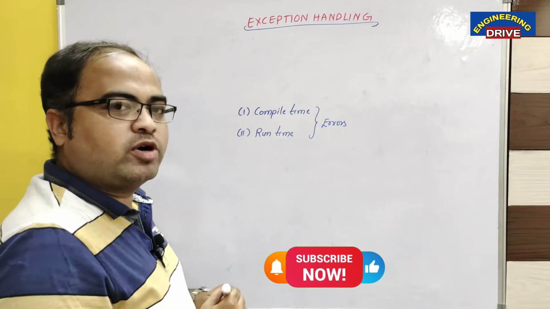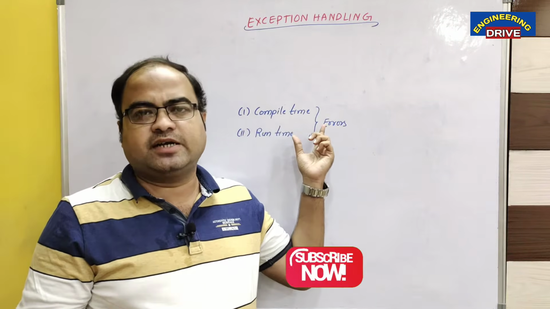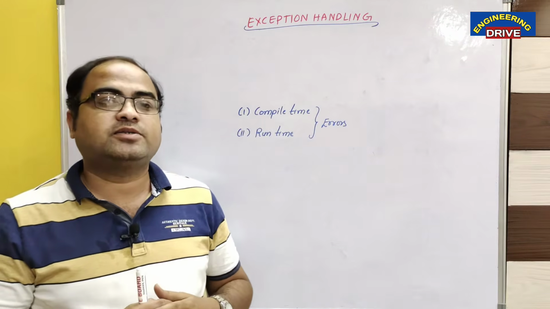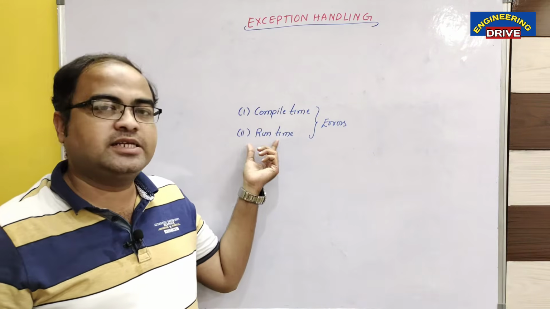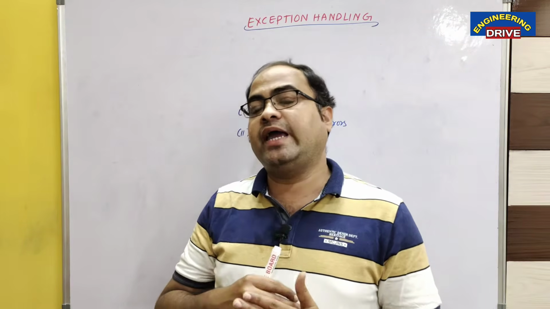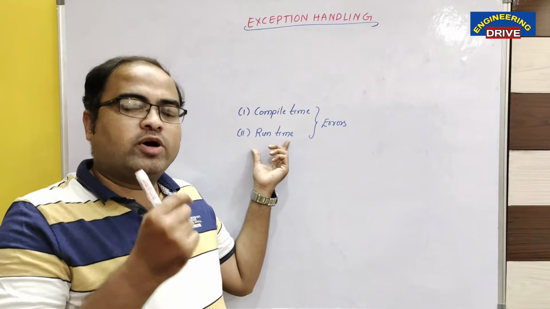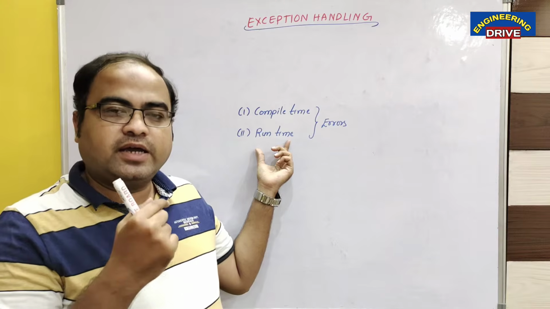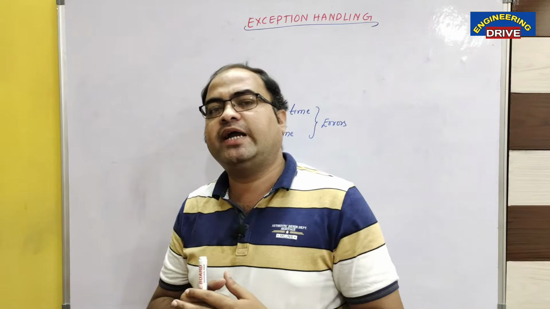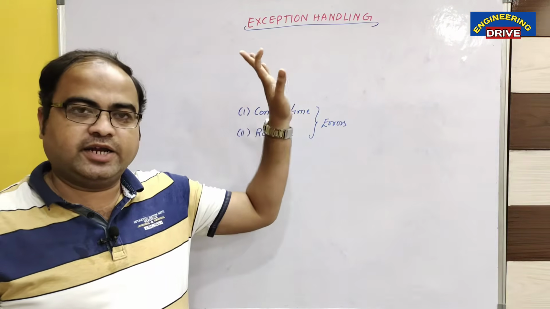Most programming languages can handle compile time errors very easily, like syntax errors, which can be detected by the compiler itself. But there are some programming languages that can't handle runtime errors. What are runtime errors? The errors which occur during the execution of the program are known as runtime errors. Programming languages like Java have a very good mechanism to handle runtime errors. So how does Java handle these runtime errors? Let us discuss the concept of exception handling now.